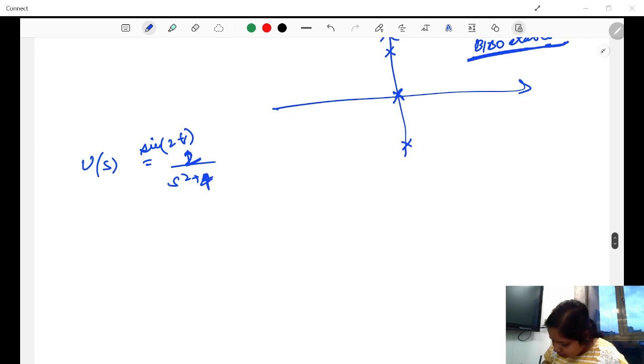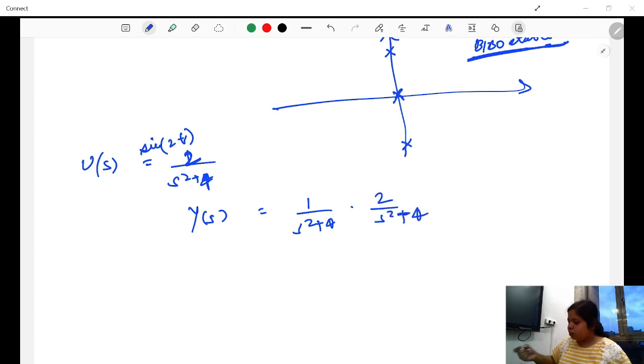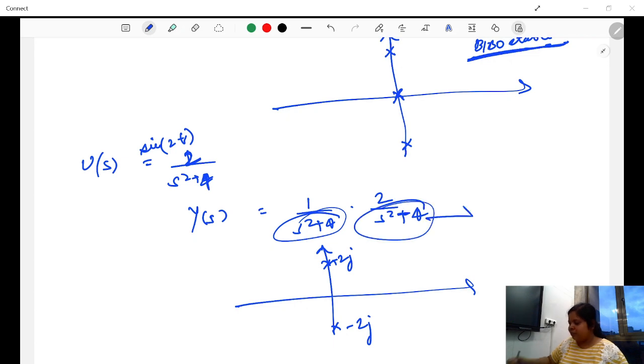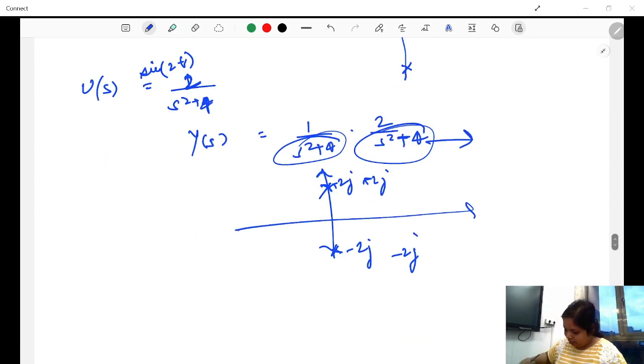Now when you give U(s) is equal to 2 upon s square plus 4, that means Y(s) would be 1 upon s square plus 4 into 2 upon s square plus 4. When you have this, what happens? You already had a pole here and here, plus 2j, minus 2j. Now from here one more pole is contributing again. Plus 2j, minus 2j means you have 4 poles, and they are repeating poles.